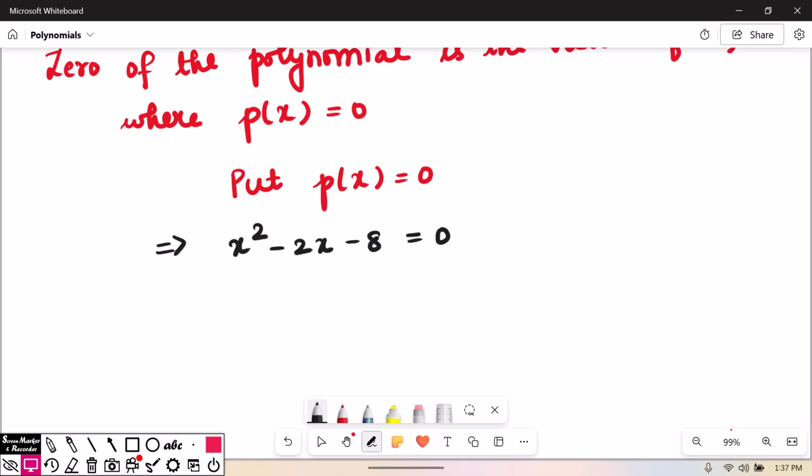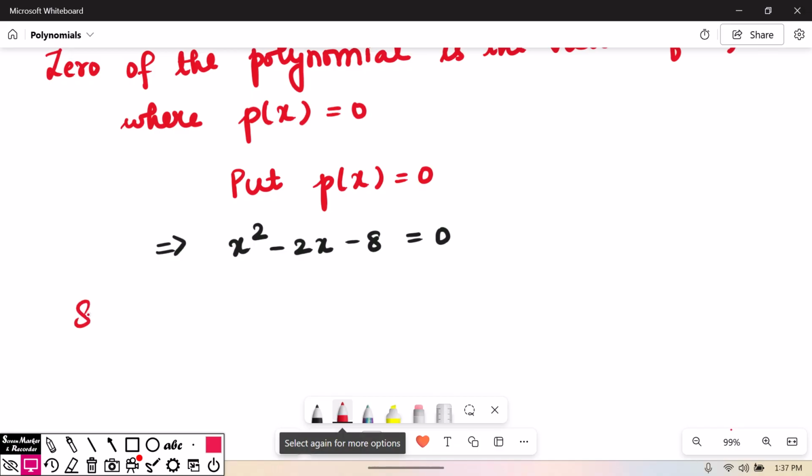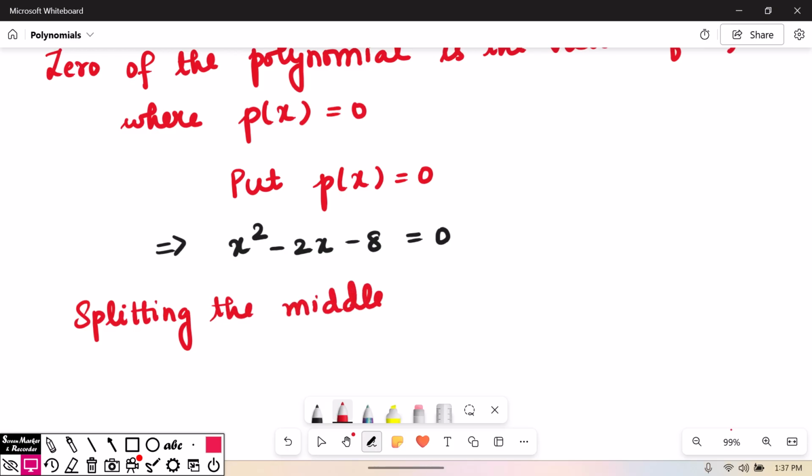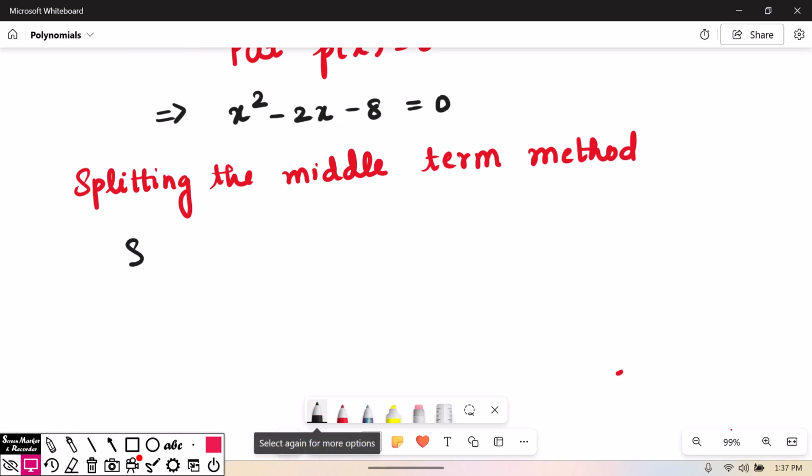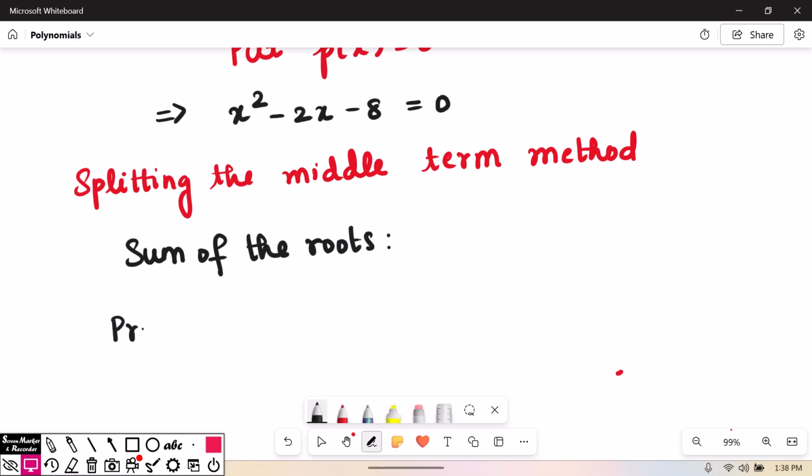Now we'll find the zeros of the polynomial by using the splitting the middle term method. So what is the splitting the middle term method? Our middle term value is minus 2x. We'll be splitting it by finding the roots. To find the roots, we'll consider the sum of the roots as well as the product of the roots.